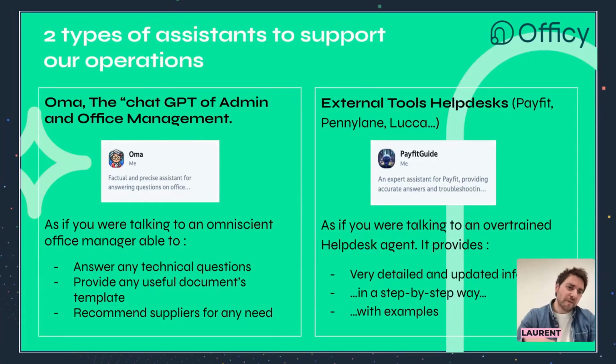Just to come back on OMA, something that is very important is its recommendation feature. We have 40 people in the company, and on a daily basis we try to find new suppliers for many needs. We get a lot of questions like, do you know a company who can help with cleaning the office, or with organizing a breakfast? You spend a lot of time finding this information. And right now, with OMA, powered by Dust, we can get this information in maybe 5 to 10 seconds.